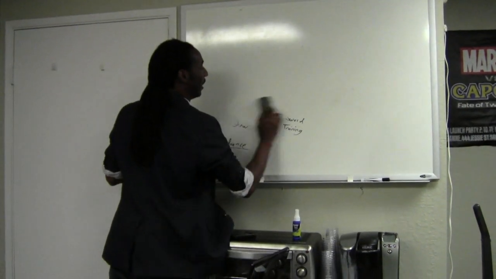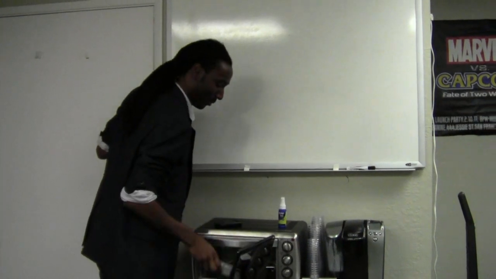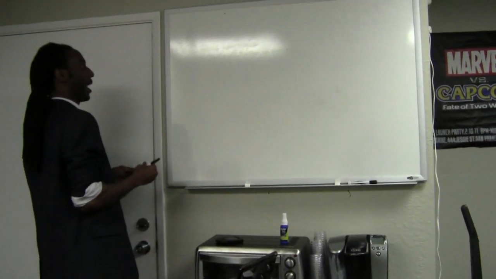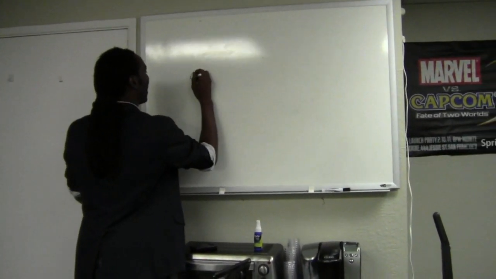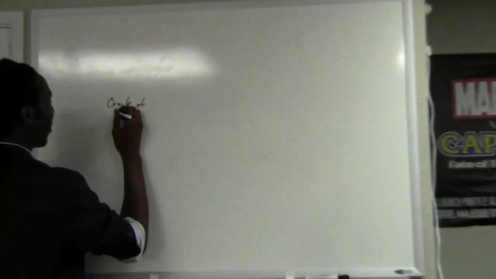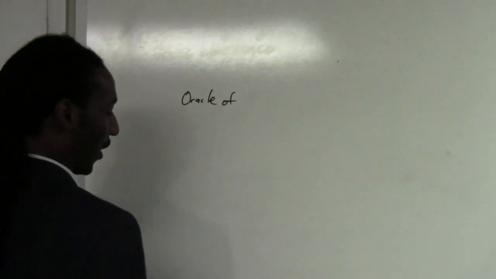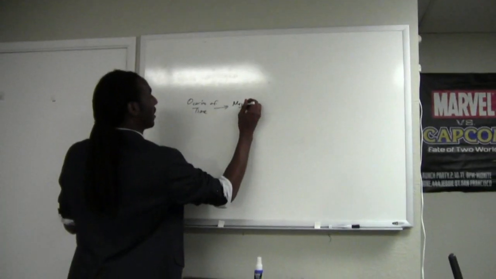It's the first time Ganon establishes himself. When you defeat him in Ocarina of Time, he says, curse you, Link, I vow to destroy your descendants, or something like that. And that's where it all starts. Curse you, Link. And then it's Majora's Mask.